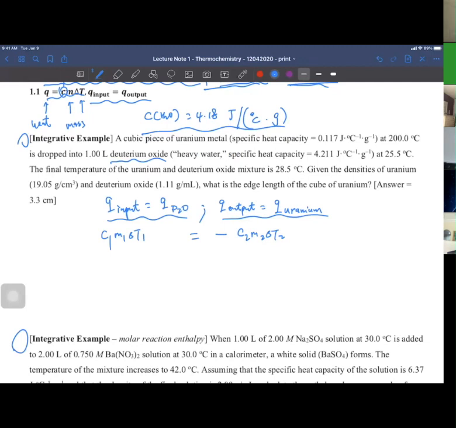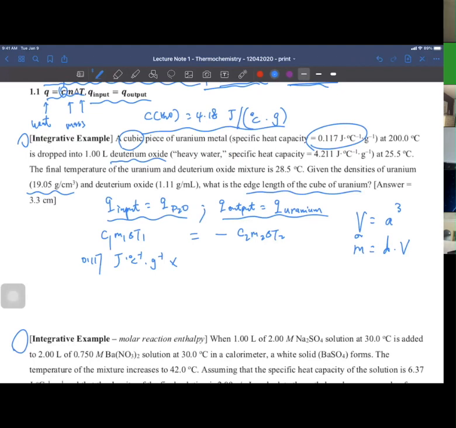Okay, so I think we just need to put the parameters in. So the C1 is here, which is 0.117. I will recommend you to put the unit in your calculation. This is the C1. M1, we don't know, but we know it's a cube. And then we know the density. What is the density of the uranium, which is here. And we are looking for the length of the edge. So I think it's easy for you to understand. The volume equals the edge to the power of three, and the mass equals the density times the volume, right? This is some fundamental physics.